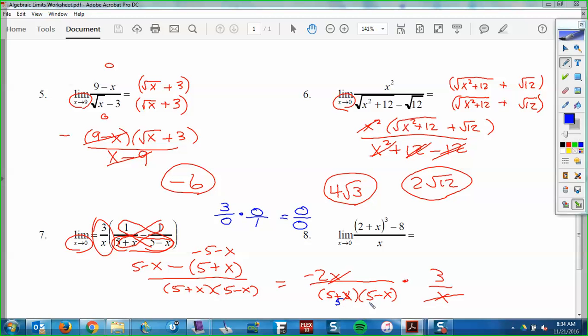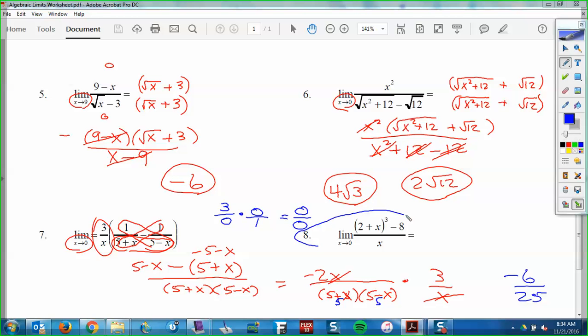So you put a 0 in there, you get 5. Put a 0 in there, you get 5. 5 times 5 is 25. So you multiply the top, so you get negative 6 over 25. Just like that. And then, of course, this one you just FOIL that out. Nice things happen. Matter of fact, that is a lot like this.